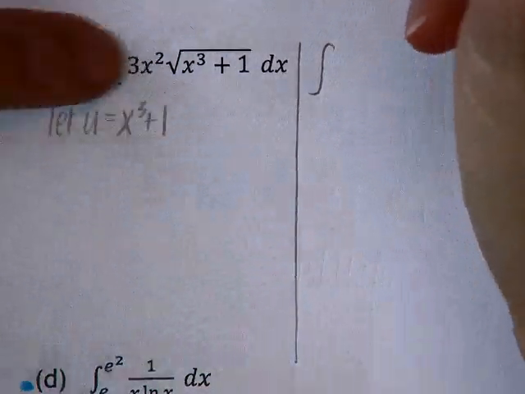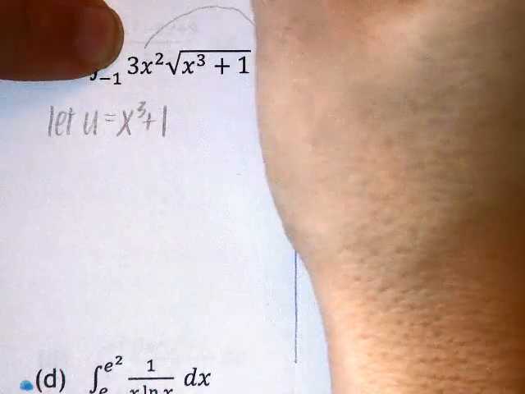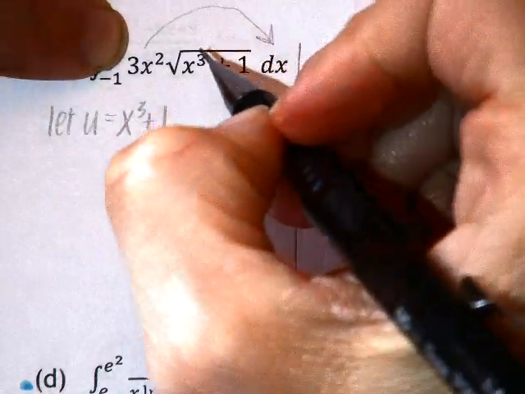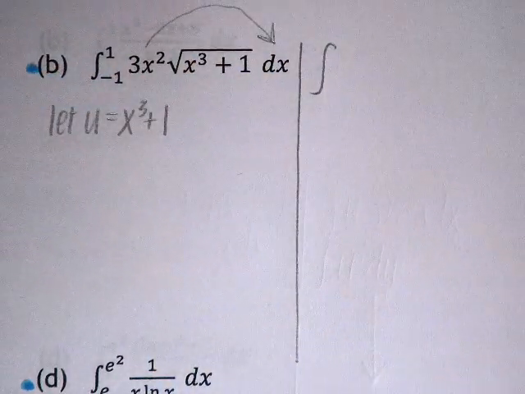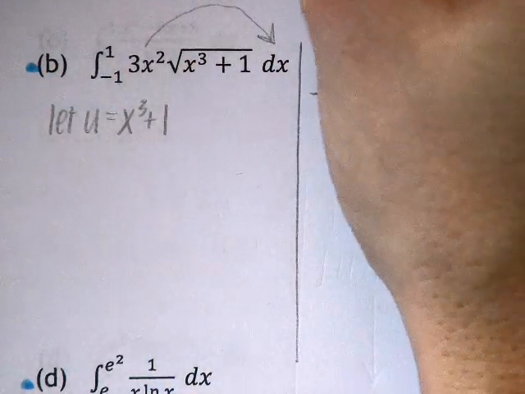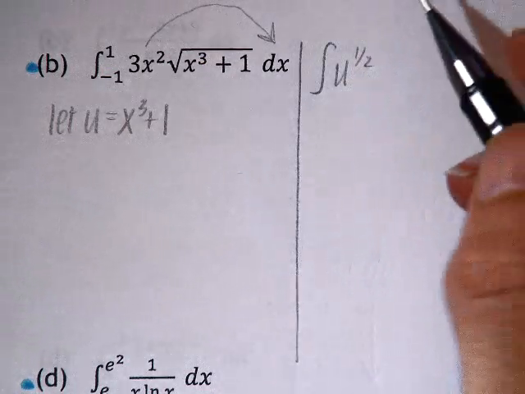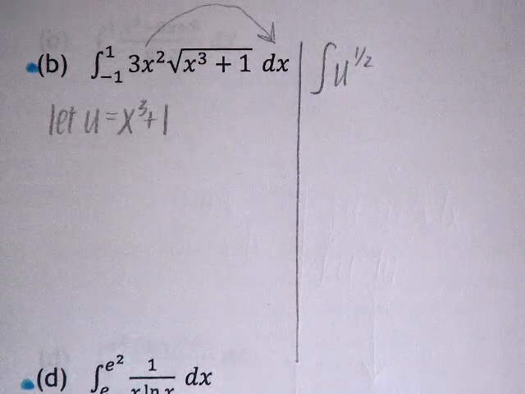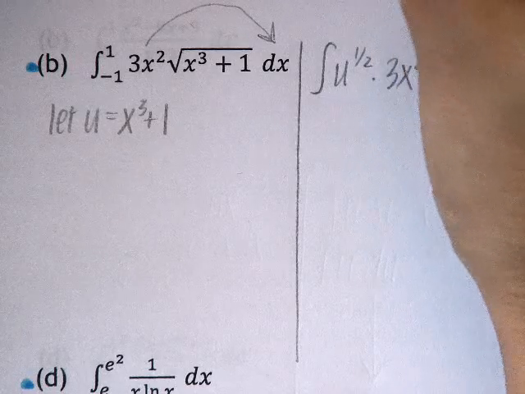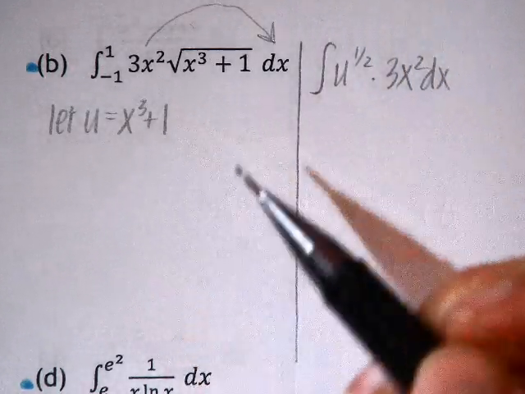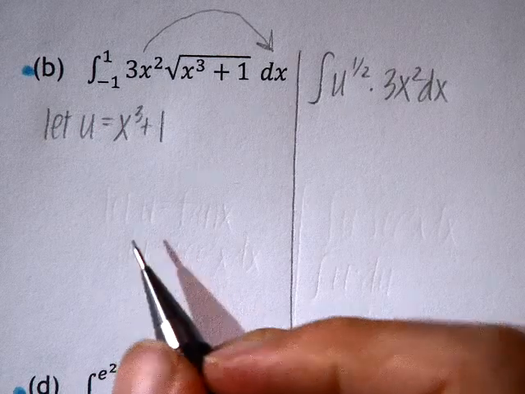So I know that I'm going to end up moving this 3x squared over with the dx. So I'm just going to mentally rewrite this in a different order than the original problem anyway. I know I have the square root of u, which is u to the 1/2. Since we're going to do a power rule, might as well just take that step now. And then I have the 3x squared dx that I know should get taken care of from my du substitution.